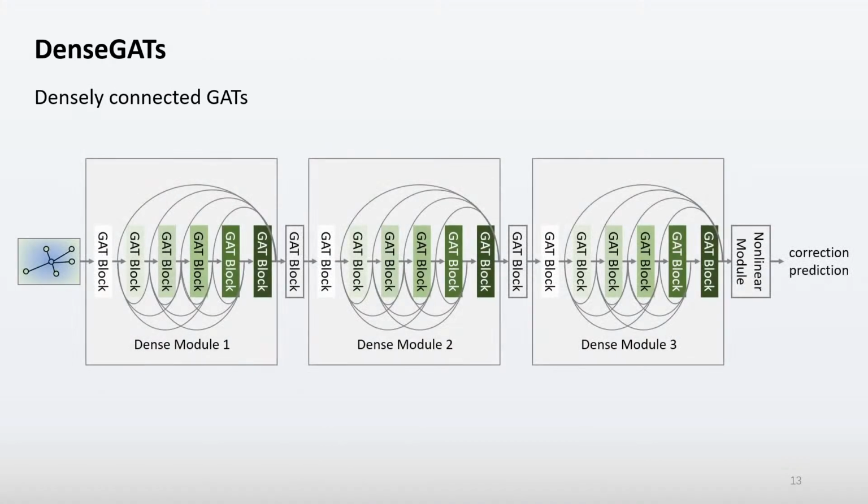And this is the overall structure of our dense GATs. There are 3 dense modules, in which each comprises 6 densely connected GAT blocks. Between 2 adjacent dense modules, we adopt one GAT block as the transition. This operation plays the role of information integration.